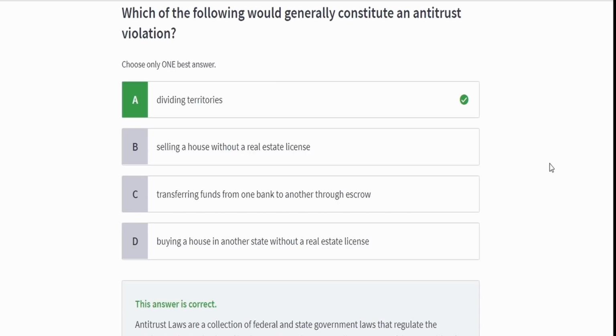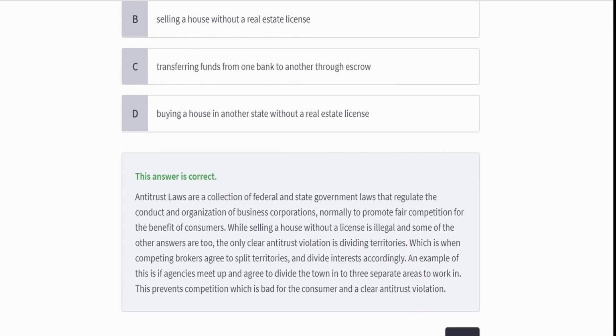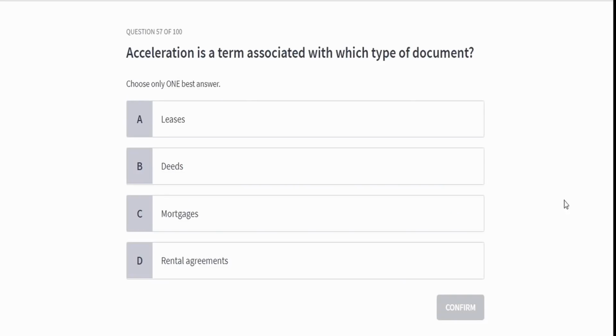Hopefully you guys thought like that, or maybe you just knew it instantly, and if you did, fantastic. But yeah, this is a super important one, so make sure you understand that and you grasp that concept.